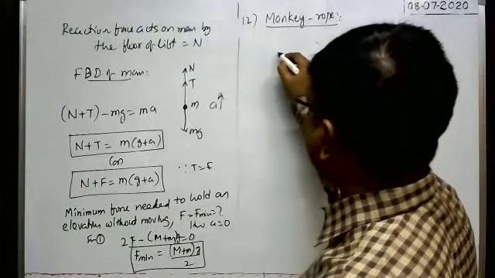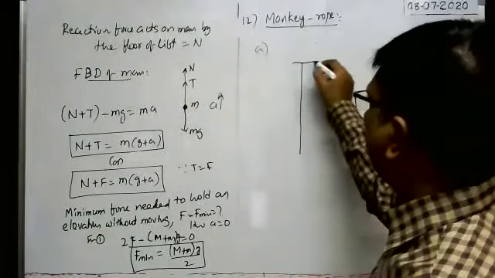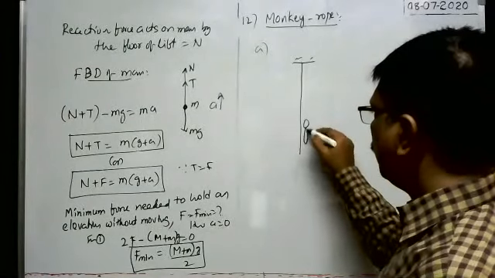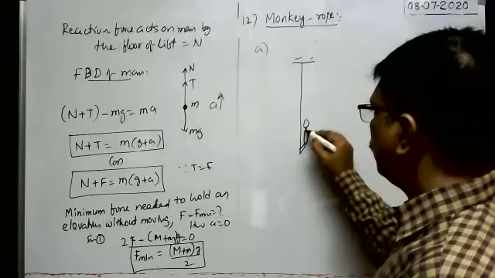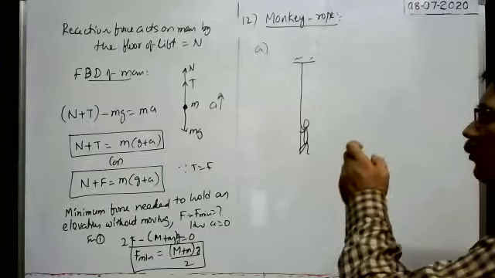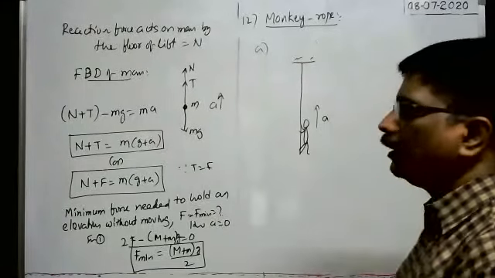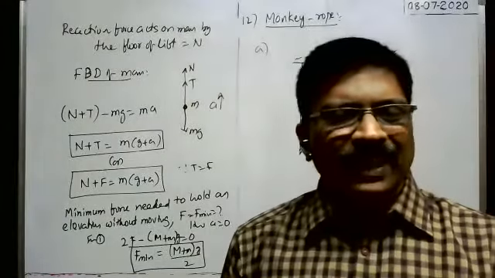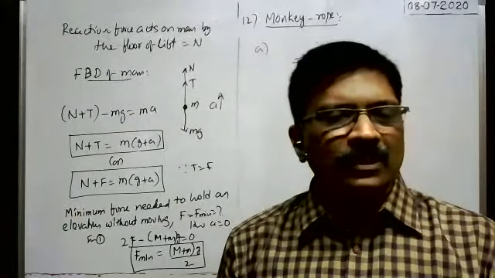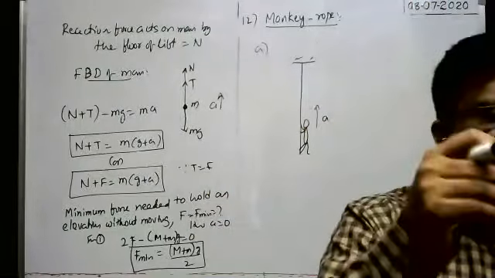Suppose first one, there is a rope. One monkey holds the rope at the lower end and tries to move upwards with an acceleration a. The monkey is climbing the rope with an acceleration a in upward direction. In such a case, what is the tension in the rope? They ask: the monkey climbing the rope upwards with an acceleration a, what would be the tension in the rope?